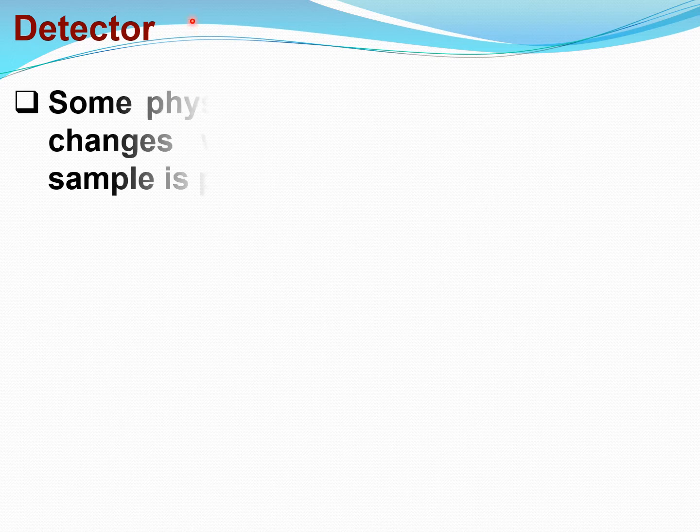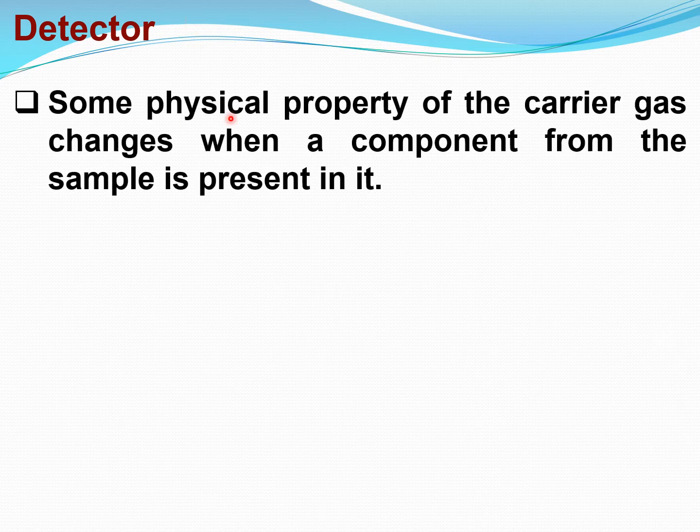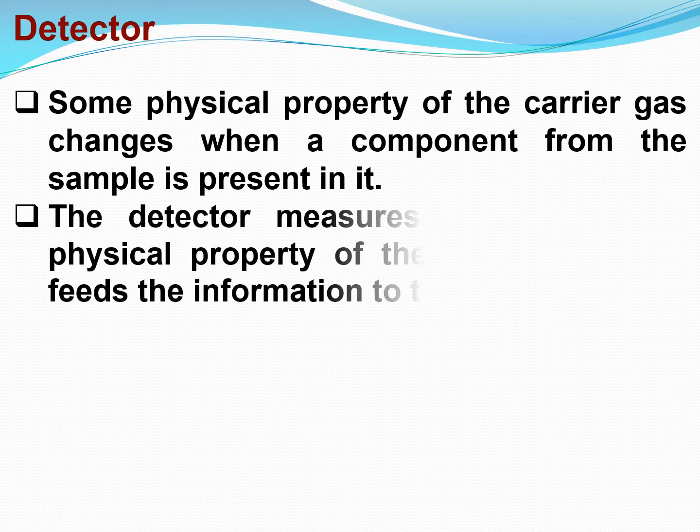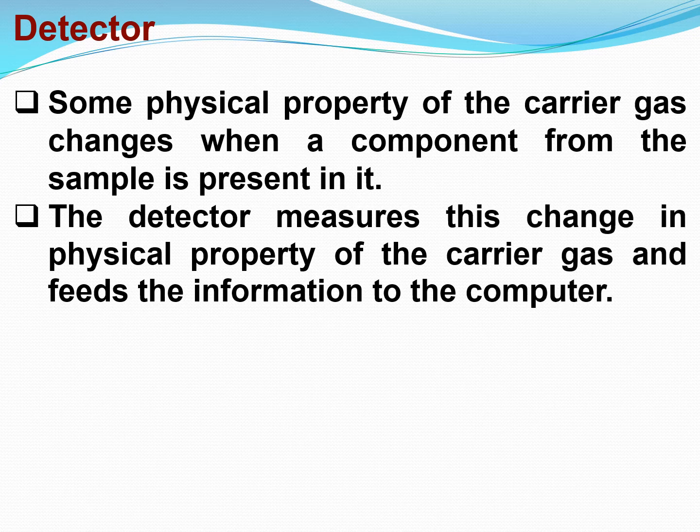Detector. Different types of detectors are used. Some physical property of the carrier gas changes when a component from the sample is present. If the carrier gas is passing through alone, it does not have any change, but when a component desorbs from the column and mixes with the carrier gas, its property will change. The detector measures this change in physical property of the carrier gas and feeds the information to the computer.